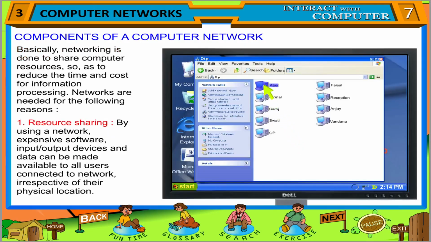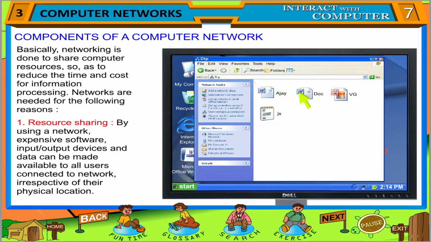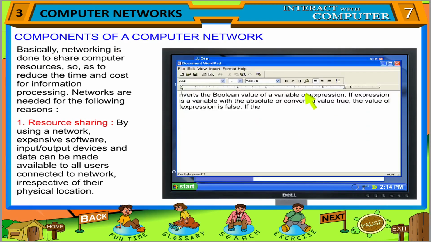Basically, networking is done to share computer resources so as to reduce the time and cost for information processing. Networks are needed for the following reasons. Resource sharing. By using a network, expensive software, input-output devices and data can be made available to all users connected to the network, irrespective of their physical location.